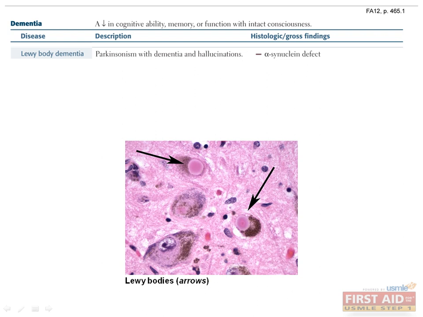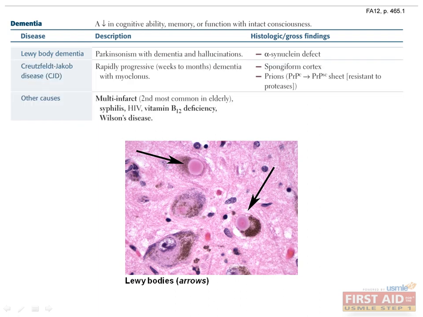Lewy body inclusions are aggregated alpha-synuclein and are also seen in Parkinson's disease. Unlike Parkinson's disease, the Parkinsonism associated with Lewy body dementia is usually symmetrical and unfortunately minimally responsive to dopamine therapy.